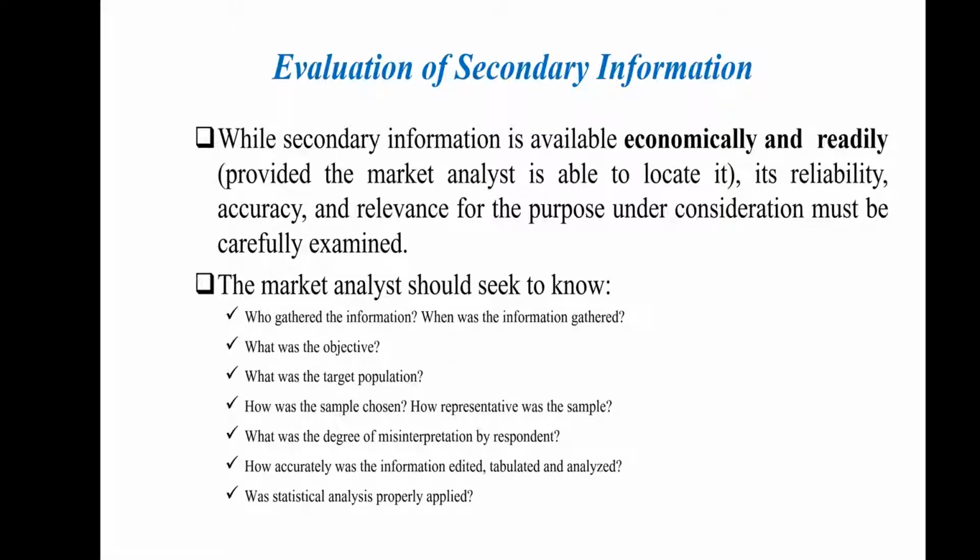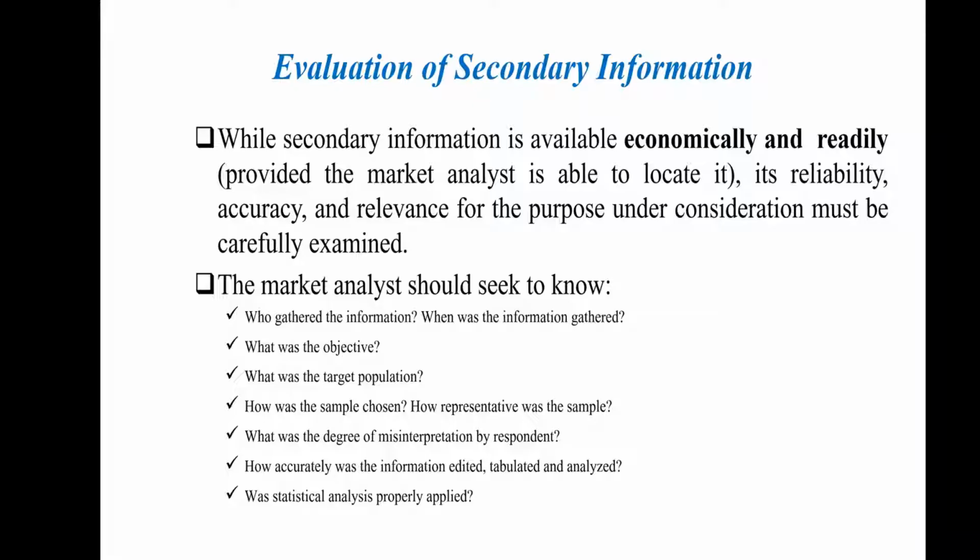So secondary information হচ্ছে সেসব ইনফরমেশন যেগুলো অলরেডি মার্কেটে অ্যাভেলেবল, যেগুলো অলরেডি বিভিন্ন জায়গায় পাবলিশড ফর্মে আছে, যেগুলো আমরা যদি ঠিকমতো লোকেট করতে পারি আমরা ইজিলি সেগুলোকে কালেক্ট করতে পারি। বাট সমস্যাটা কি, সেকেন্ডারি ইনফরমেশন যেহেতু অন্য কোনো জায়গার অন্য কোনো পারপাসে অন্য কোনো কনটেক্সটের কারণ থেকে এই ইনফরমেশনগুলো কালেক্ট করা হয়েছিল, সেটা অবশ্যই আমাদের প্রজেক্টের পারপাসের সাথে নাও মিলতে পারে। So its reliability, accuracy, and relevance for the purpose under consideration must be carefully examined.